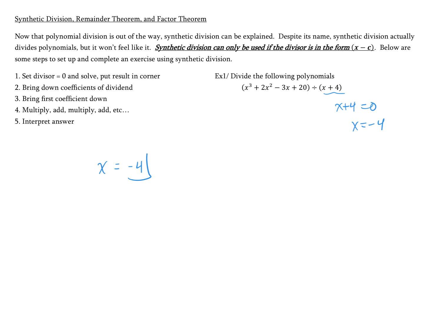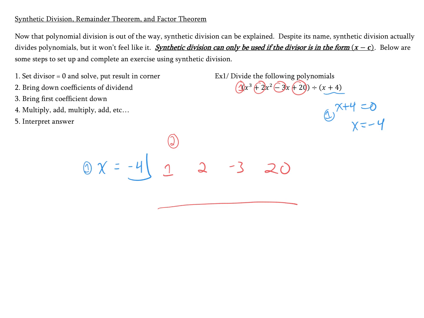The second step says bring down the coefficients of the dividend. So you can see there's a 1 in front of the x cubed, a 2, a minus 3, and a 20. So the 1, the plus 2, the minus 3, and the 20 come down. And additionally, step 2 will have this line added here. So all of this was step 2. All of this was step 1.